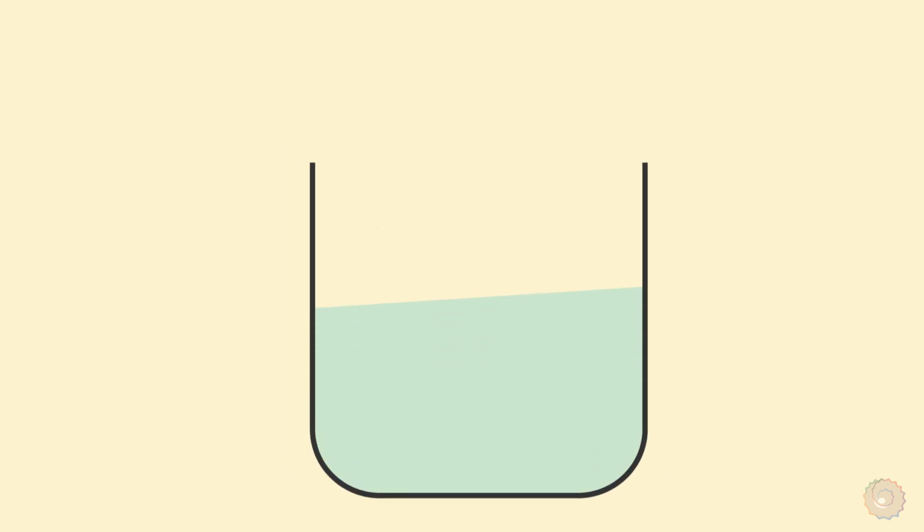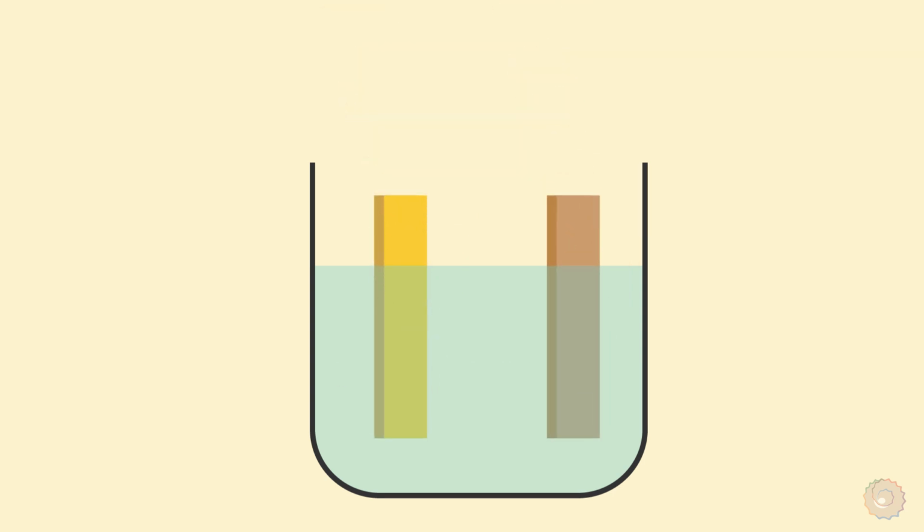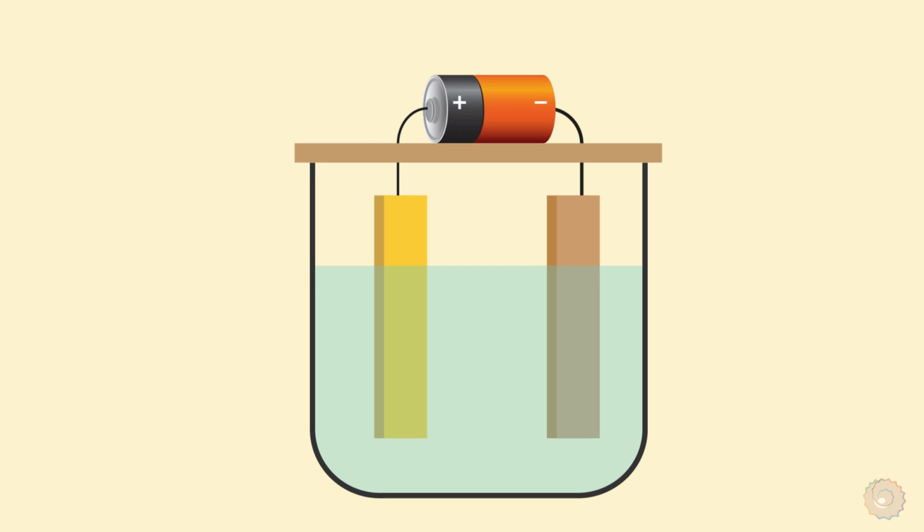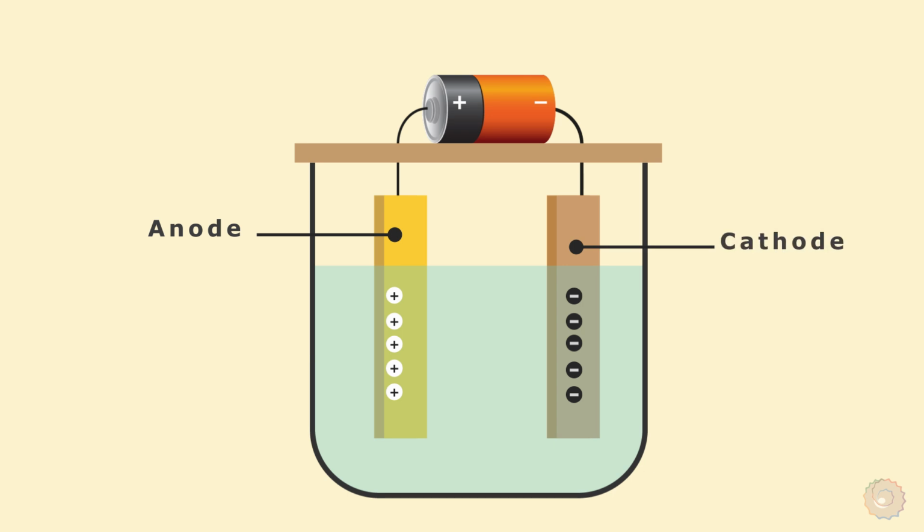An electric current is passed through a solution that conducts electricity. The solution is called an electrolyte. To create this current, two electrodes are dipped into the electrolyte solution and connected to a battery power. When current is given, electrodes gain a charge. Positively charged electrode is called anode and negatively charged is called cathode.